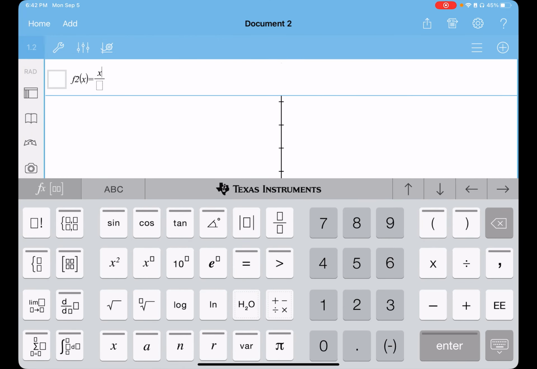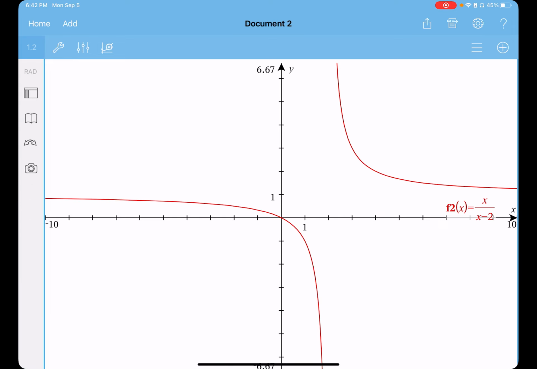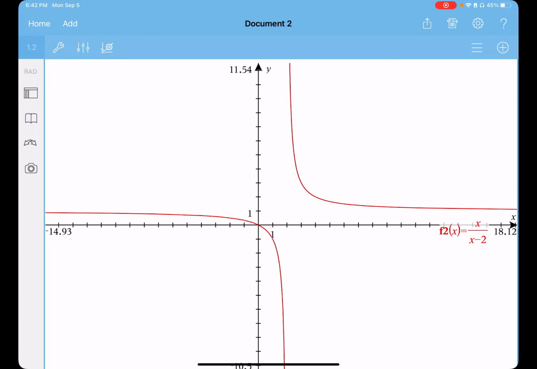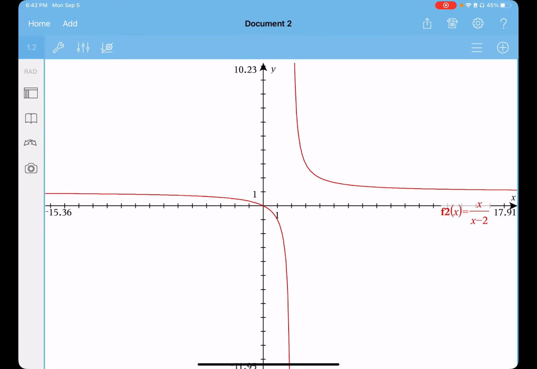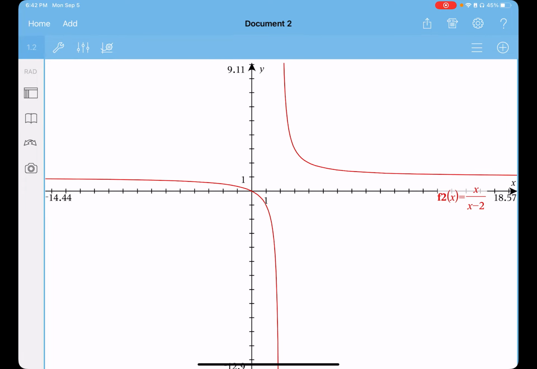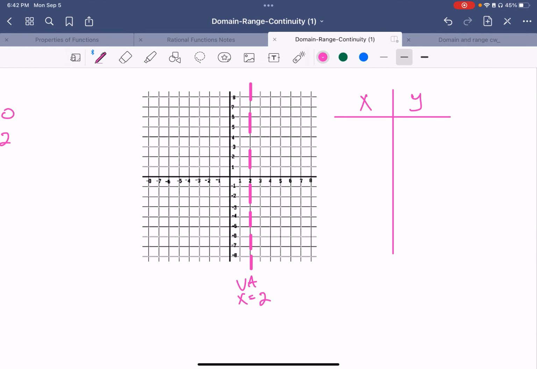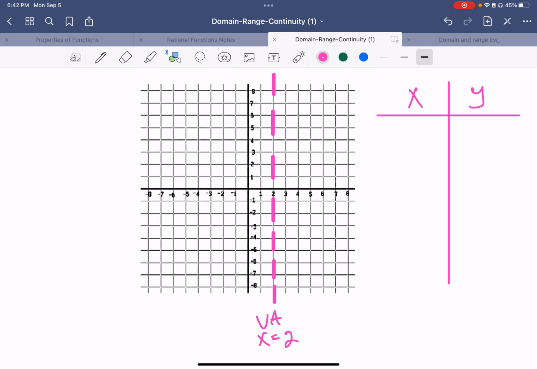So fraction x in the numerator, x minus 2 in the denominator, and you get a graph that looks like this. So again, we haven't really talked about how to find the horizontal asymptote yet, but you can see it visually on the screen. Notice that the graph is never going to touch y equals 1. So the horizontal asymptote is at y equals 1. So I'll put that on my notes so that I make sure I don't go past.